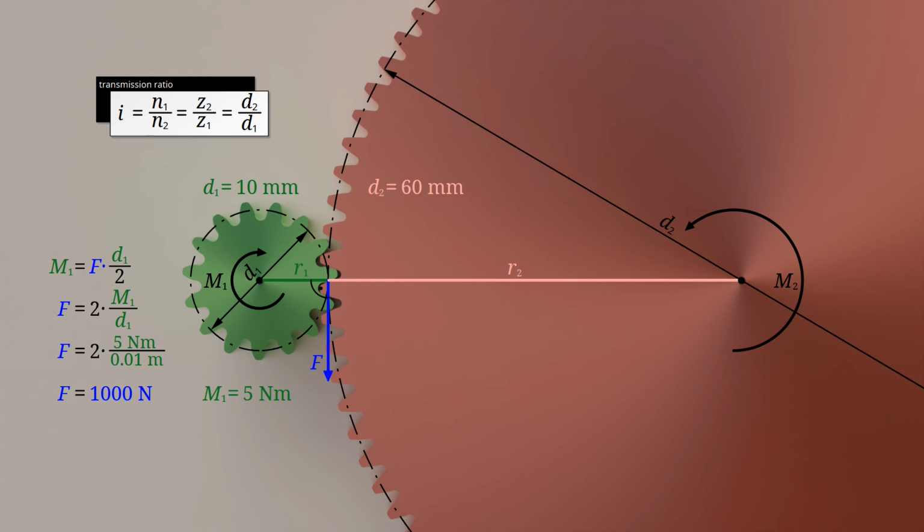It should be noted that the pitch diameter of gears is directly proportional to the number of teeth. This is because with double the diameter, the circumference of the gear on the pitch circle is also twice as large and therefore provides space for twice the number of teeth.